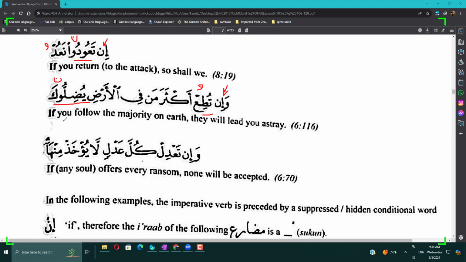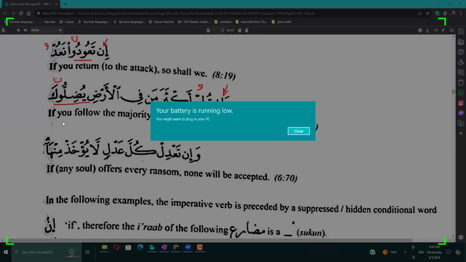It's a conditional particle. If you do this, then this will happen. It's a conditional sentence, right? If you study, you will pass. If you don't study, you will fail. So in has an effect on multiple mudare, making them majzoom.